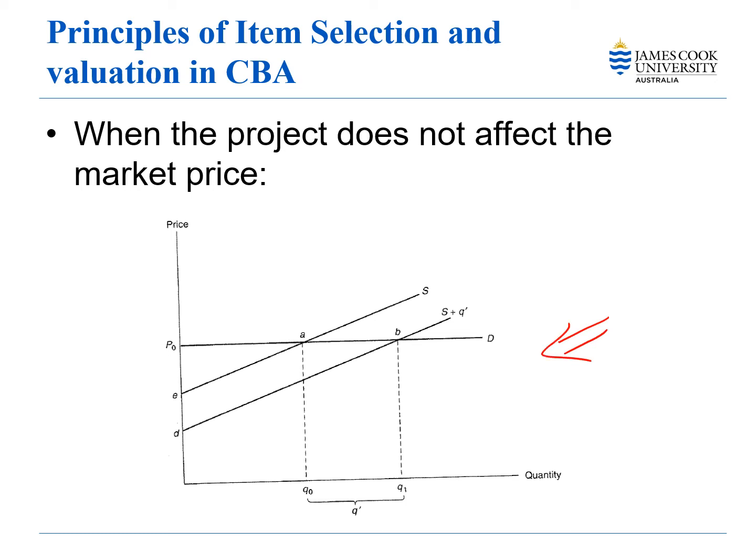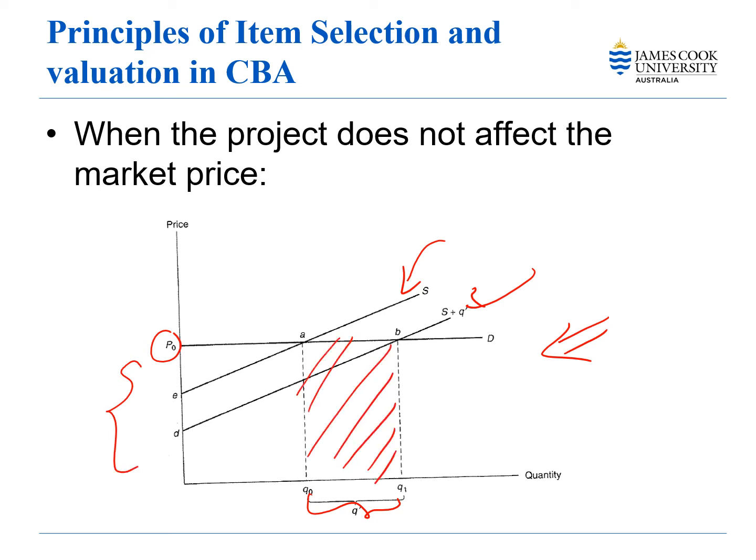So the demand is horizontal. Electricity can be sold at the market price of P0 as many as we want. And this is a supply curve without our project. This is a supply curve with the project, the hydroelectric dam project. This project produces this many units of electricity at this price. Then the benefit is just the price times the quantity.